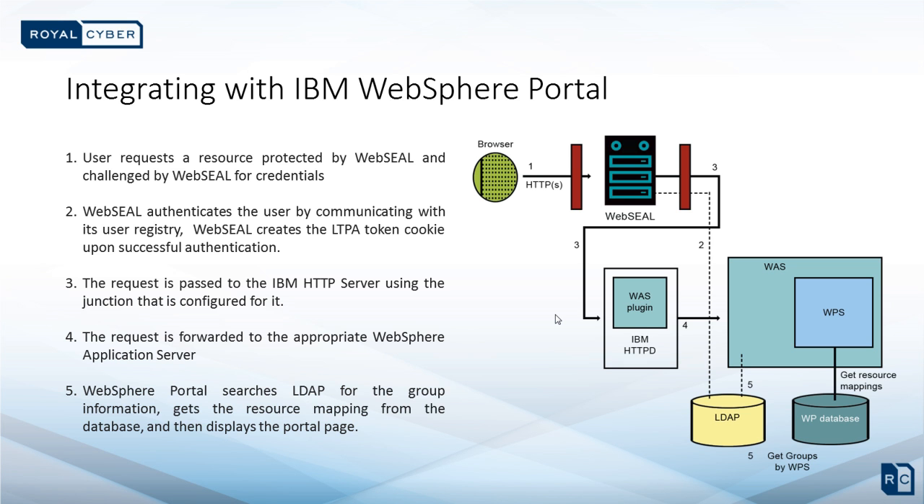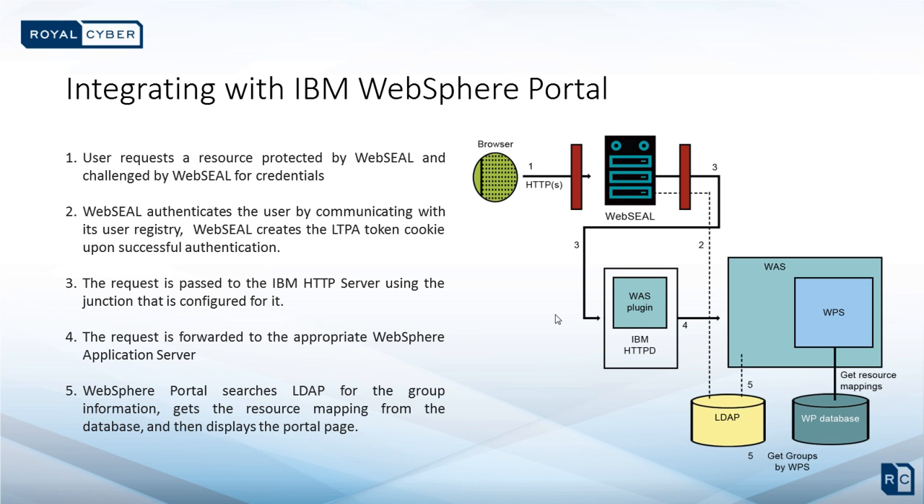The request is passed to the IBM HTTP server using the junction that is configured for it. The junction from WebSeal to the IBM HTTP server is configured to pass the information in the IV-user and IV-groups headers, and the LTPA token that was created in step 2, as you can see, will be passed in the HTTP header. The request is then forwarded to an appropriate WebSphere application server or any clone as determined by the application server plugin.